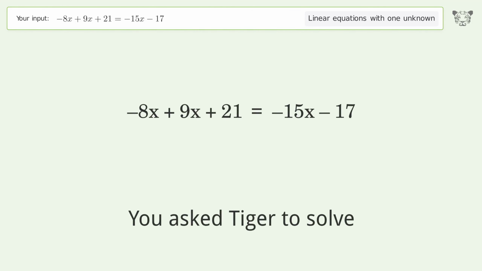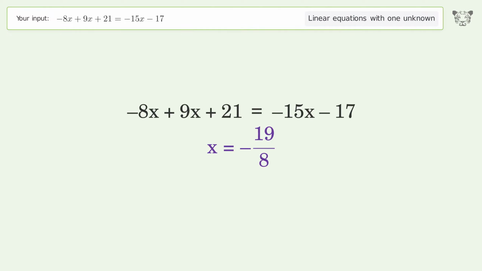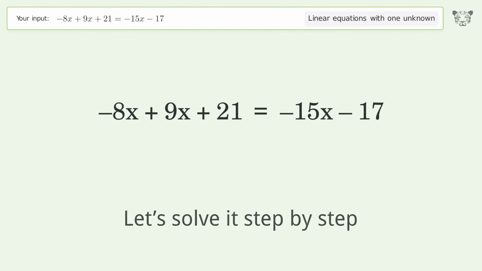You ask Tiger to solve. This deals with linear equations with one unknown. The final result is x equals -19/8. Let's solve it step by step.